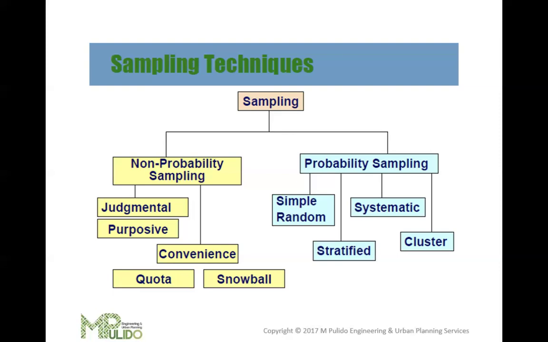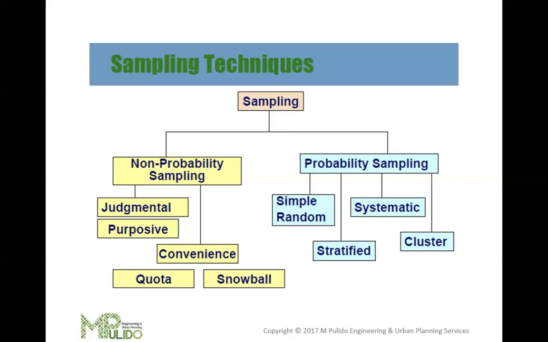Then snowball sampling can be done when existing study subjects recruit future subjects from among their acquaintances. For example, studying a hidden or hard-to-reach population like drug users or people with rare diseases, where participants refer others. It's snowball.